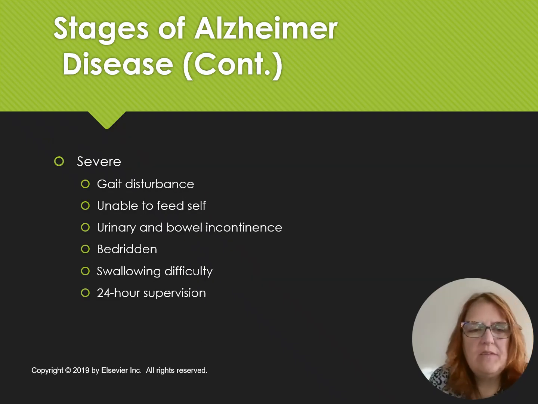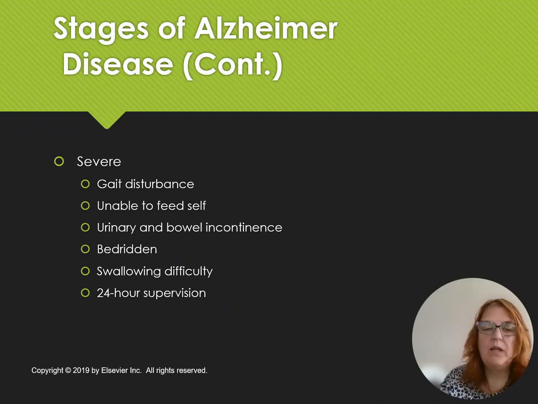And then finally, in severe Alzheimer's disease, they'll have disturbances in their gait. They'll be unable to feed themselves. They'll experience urinary and bowel incontinence. They may be bedridden. They have difficulty swallowing, and they'll require 24-hour supervision.